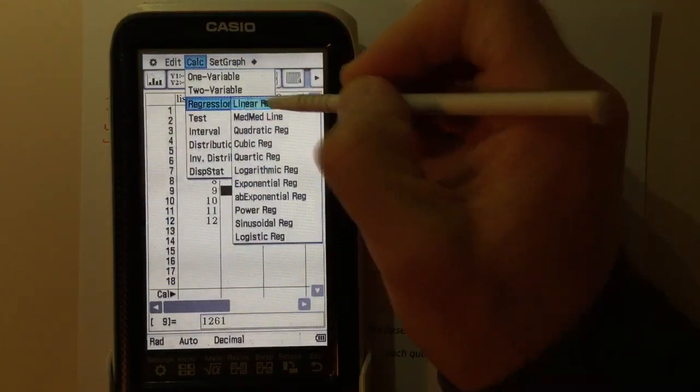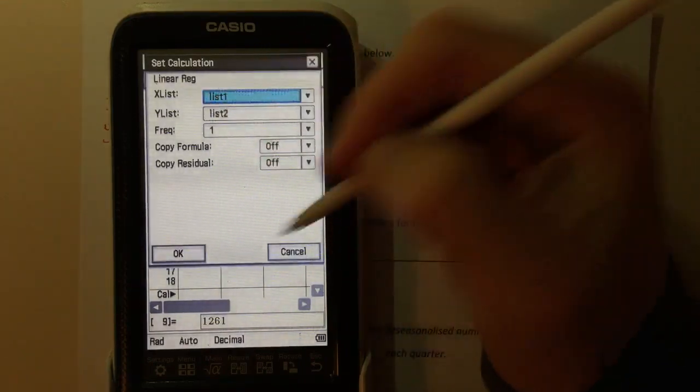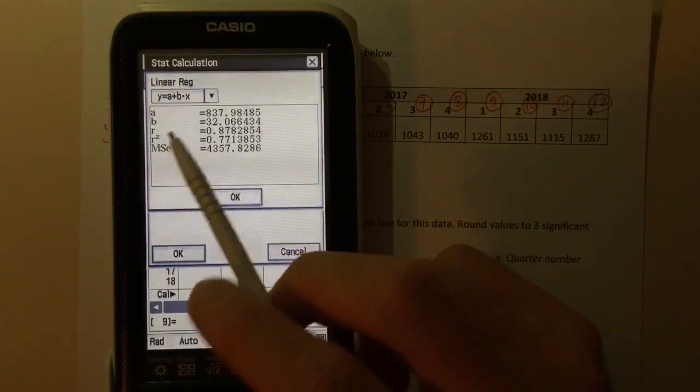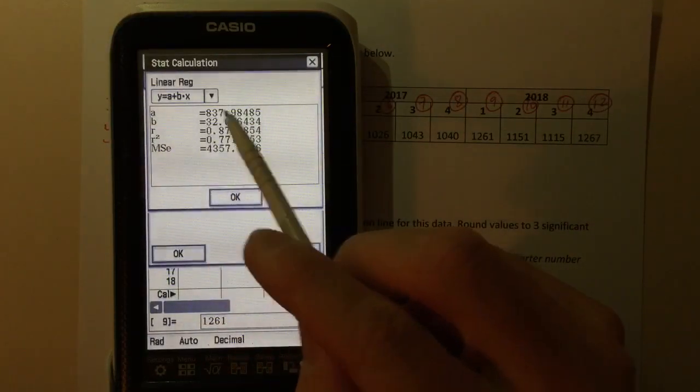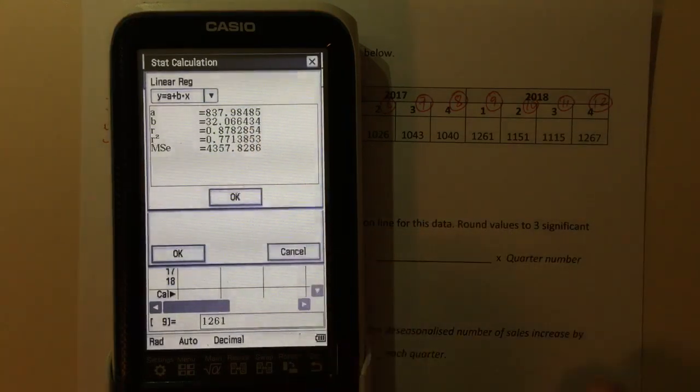We're then going to do our calc, regression, and linear reg. We've put the X values in list 1, Y values in list 2. We don't need to change anything here, and we hit OK. So this is giving us an A value of 837.98. Now let's check this question again.